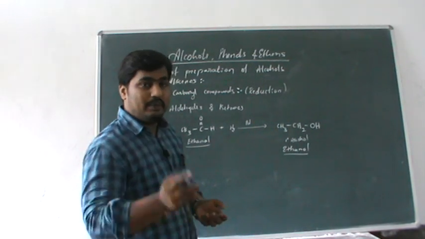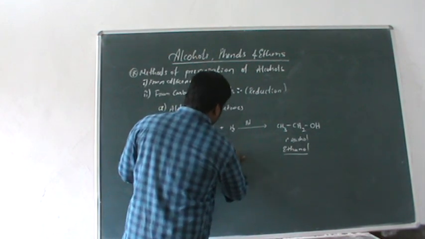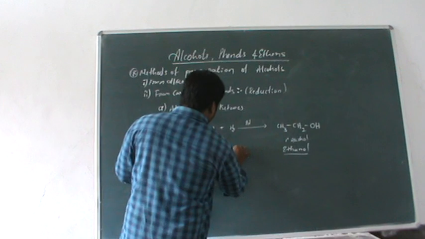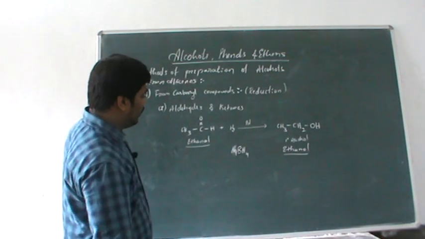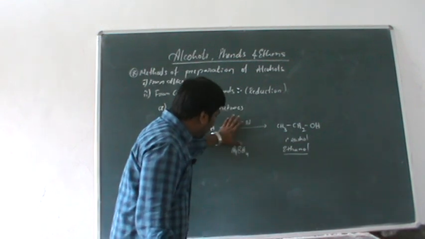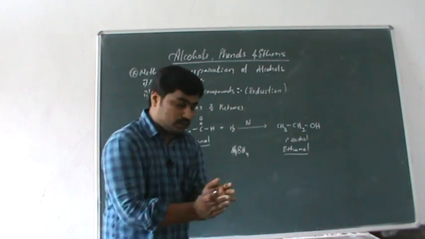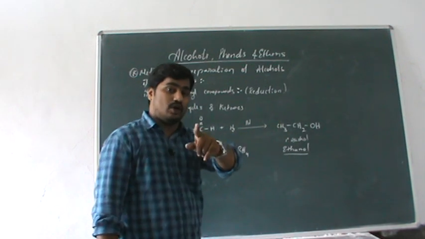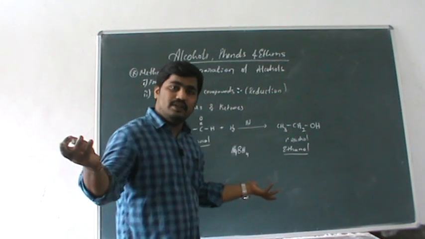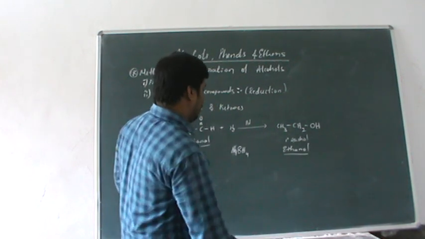What are the reducing agents? First, the list of reducing agents. I will give a small list. Sodium borohydride, NaBH4, is another example of a reducing agent. These two are the mild reducing agents, please remember. Mild reducing agents are enough to reduce aldehydes and ketones to alcohol. Suppose we are using a strong reducing agent, it is possible. A strong reducing agent also reduces the aldehyde into alcohol.